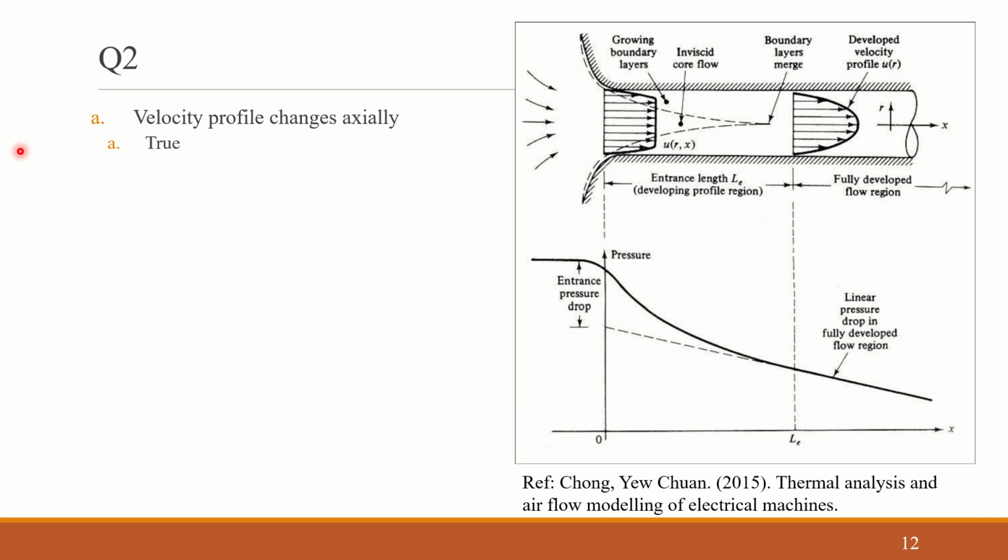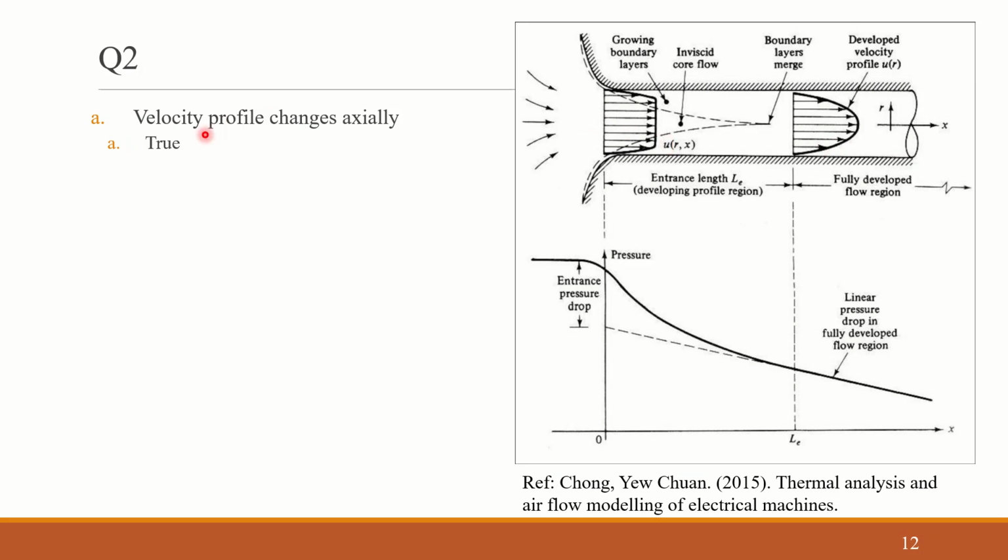The first statement is that the velocity profile changes axially. This is along the axial direction. As we are able to see, it is a developing flow. From here is the developing profile region, and this is the fully developed flow region. In fully developed flow the velocity profile does not vary, but in the developing region the velocity profile changes axially. So that is true, because there is a difference in the axial velocity profile from here to this point.